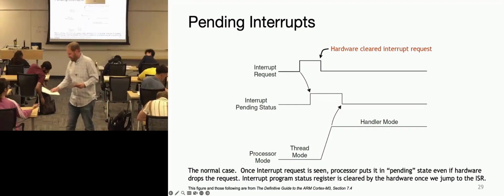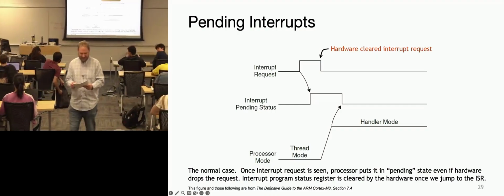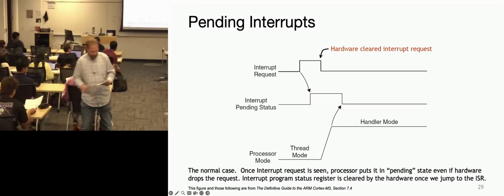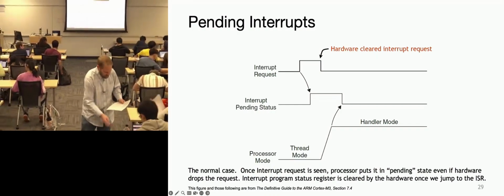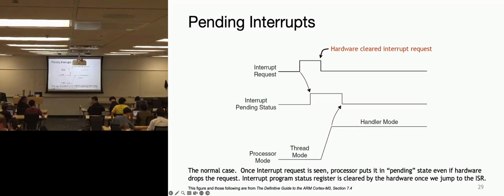Okay, I don't care. So pending status is literally a register. This is a state holding register that's going to be caused when your NVIC reads the request interrupt IRQ.